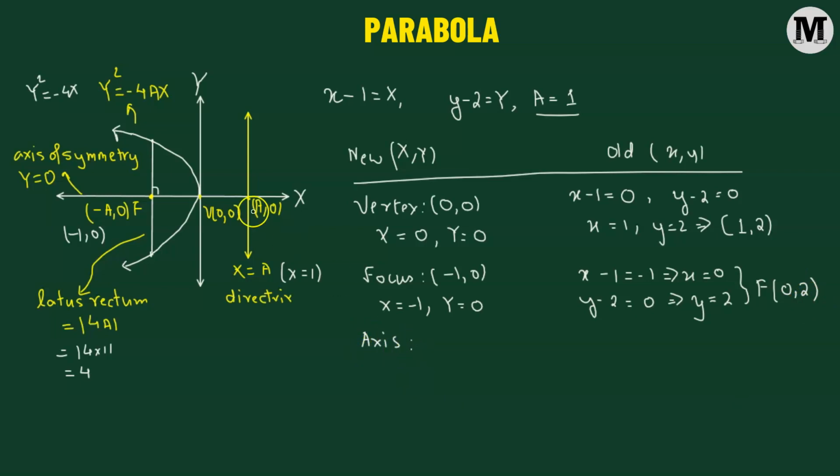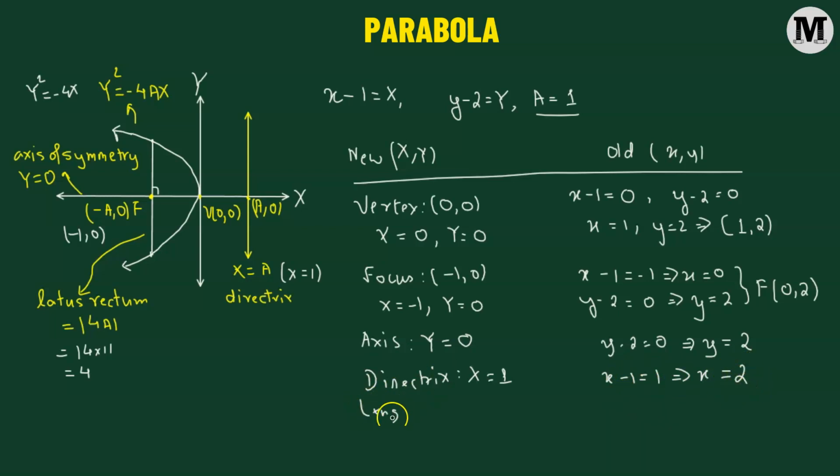Okay, let's come to the axis of symmetry. The axis of symmetry has the equation Y equals 0. With respect to the old coordinate system, we'll replace the value of Y with y minus 2. So we have y minus 2 equals 0, which gives us the equation y equals 2. And then we have the directrix. The directrix is given by the equation X equals +1. Now in place of X, we replace with x minus 1. So we have x minus 1 equals 1, which means the equation of the directrix will be x equals 2. And then finally, the length of the latus rectum.